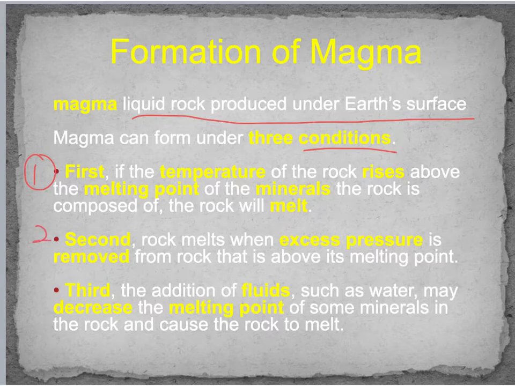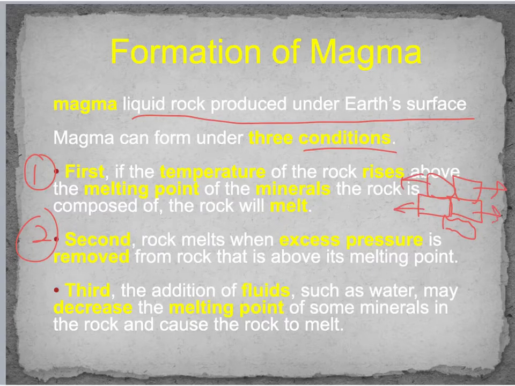Second, rock melts when excessive pressure is removed from rock that's above its melting point, okay? So when you've got some rock and there's a great deal of other mass on top of that, right, and there's a sudden shift, that can cause that rock to melt.